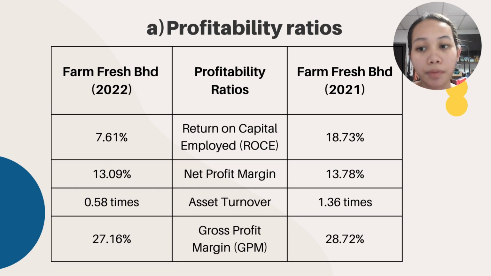Next, net profit margin. In 2021, the net profit margin for Farmfresh Berhad was 30.78%, and in 2022 the percentage is decreasing to 30.09%. This means Farmfresh Berhad was able to make a profit of 40 cents per 1 ringgit of sale in 2021 compared to a profit of 30 cents per 1 ringgit of sale in 2022. For asset turnover, Farmfresh Berhad had 1.36 times asset turnover in 2021, and in 2022 0.58 times, which decreased. This means Farmfresh Berhad is not really well managing its assets in 2022 compared to 2021 to generate revenue.